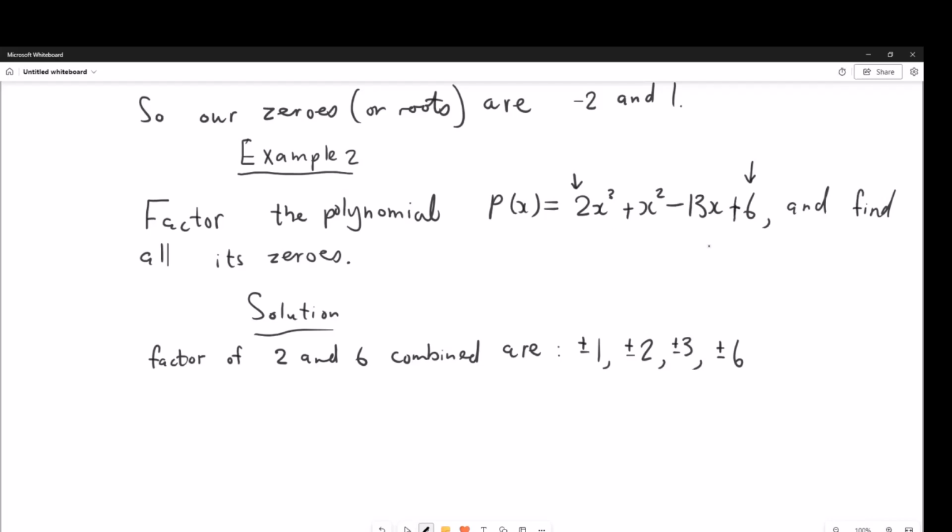So these factors will give us the p-value from here, right? And you can see all those that appear there, the plus or minus 1, plus or minus 2, plus or minus 3, plus or minus 6, they are all the factors of 6. And the factors of 2 are plus or minus 1, plus or minus 2. But I just include the combined factors, okay? That's all of them together. There's no need to repeat it, right?